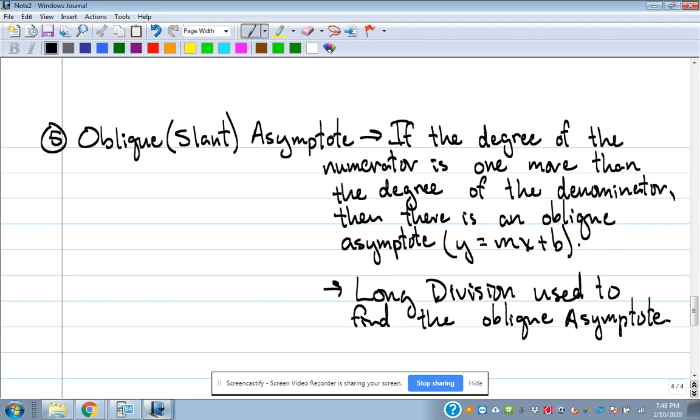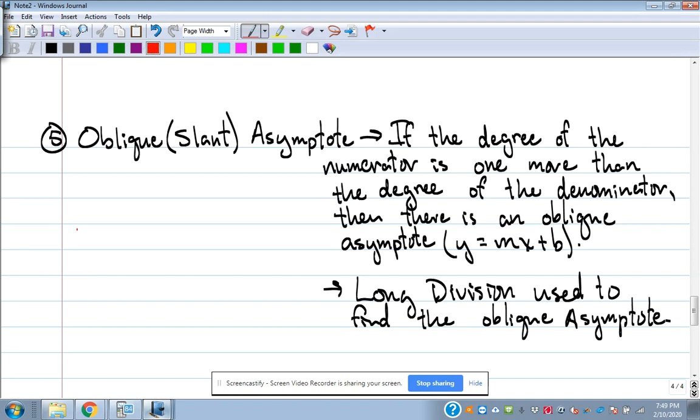So can oblique and horizontal asymptotes ever coexist? The rules say they don't exist at the same time, ever. You will never have an oblique asymptote and a horizontal asymptote at the same time, ever. When you're dealing with rational functions, never will that happen. So keep that in mind. You could have one, you could have the other. You may not have either of them, because that could happen as well.